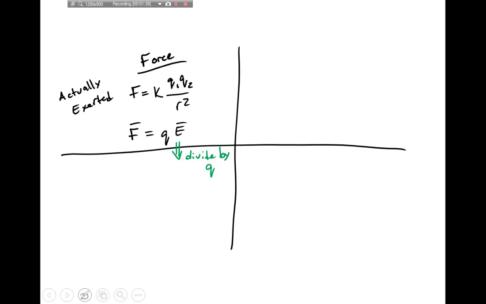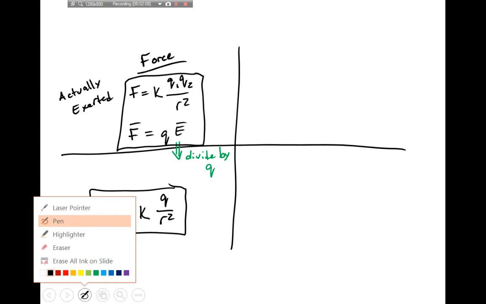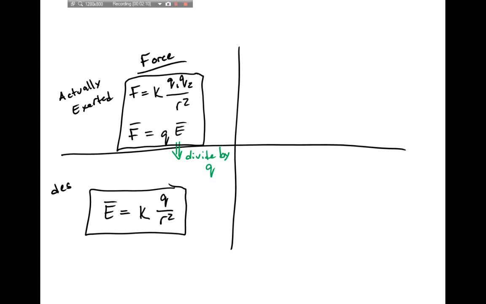So for example, the electric field that is caused by a single particle is equal to, so we take this formula here and we divide by Q. So it's just KQ divided by R squared. So we can easily see that the way we go between looking at an actual force and the electric field, which describes the tendency for an environment to exert a force on a particle, is that we just divide by Q. So we take this formula up here and we divide by Q. So this is something that describes the environment.